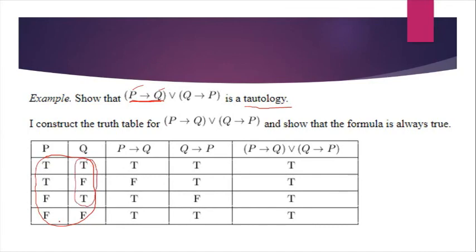So TFT, dito naman, that's true. And then Q implies P. So you will look at here, kumbaga ano yung nandito, that's it. So true implies true, that's true. False implies true, that's true. True implies false, that's false. False implies false, so that's true.